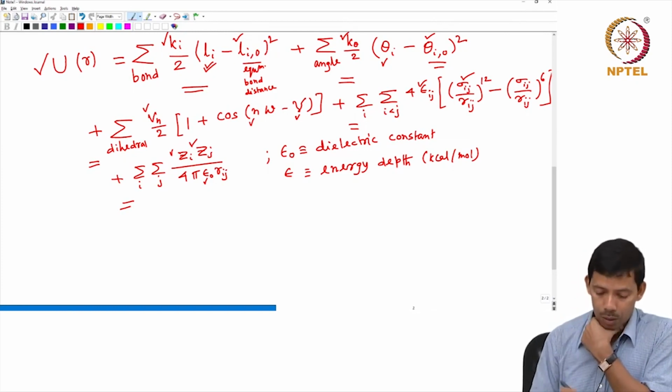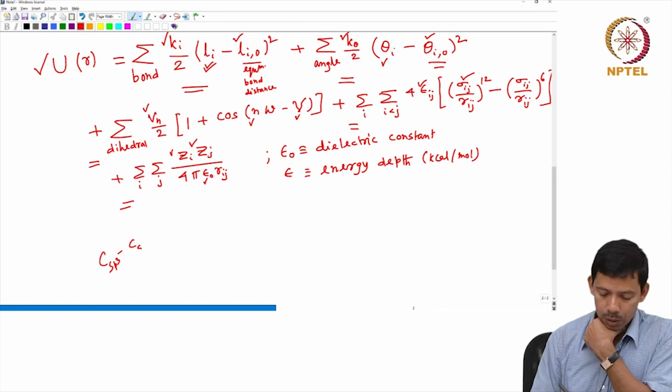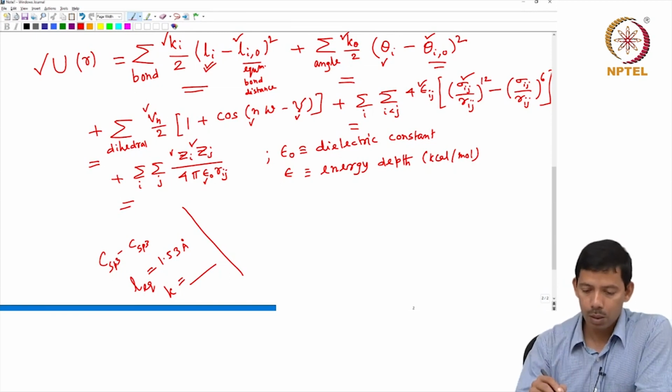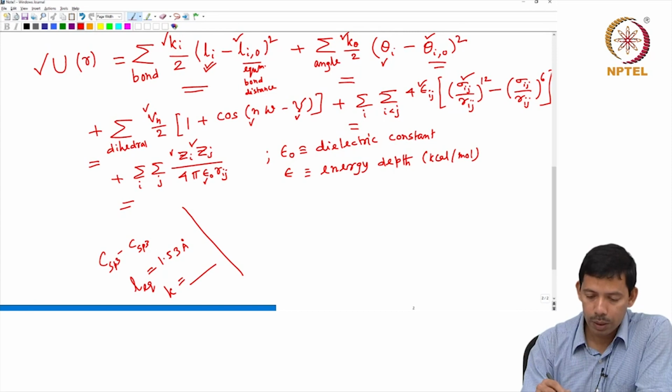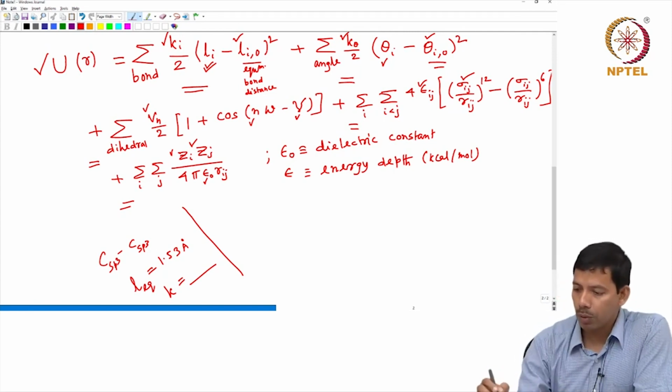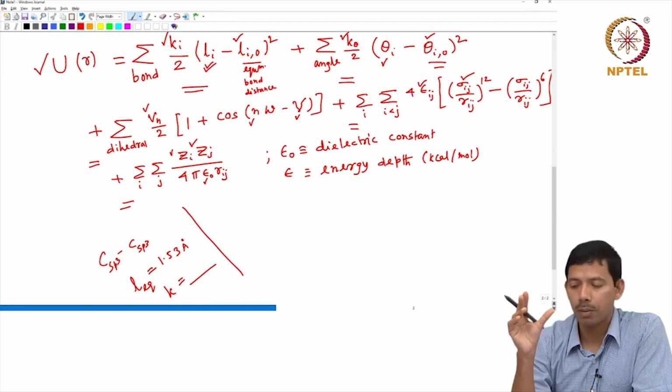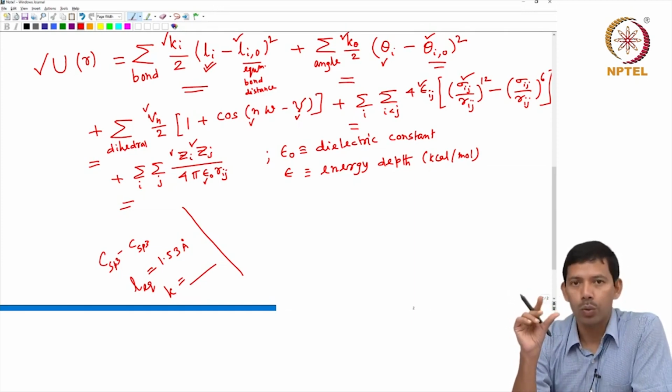In other words, if you have an sp3 carbon, the equilibrium bond distance, L equilibrium, is fixed. This L equilibrium distance is, I think, 1.53 angstrom, and likewise the K is also a known value. So these equilibrium values do not change. What changes is the instantaneous value of the bond. Likewise for the angle, the equilibrium angle of water is a fixed quantity, and around that equilibrium angle the water molecule vibrates.